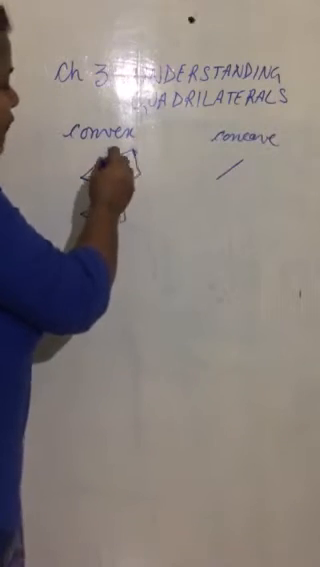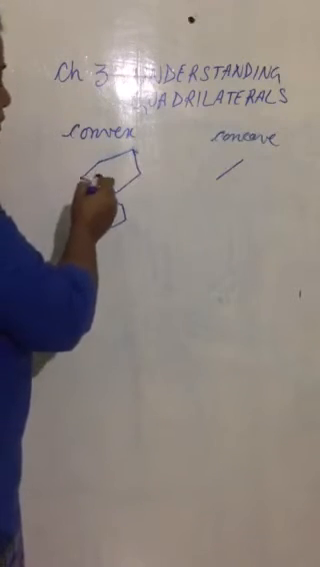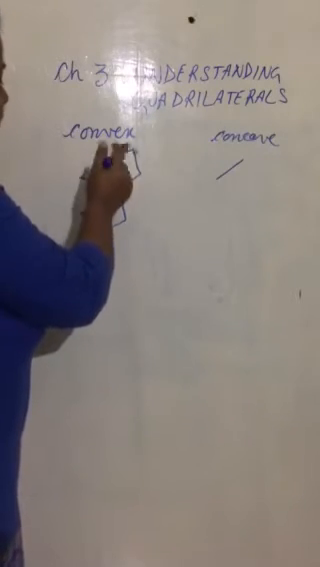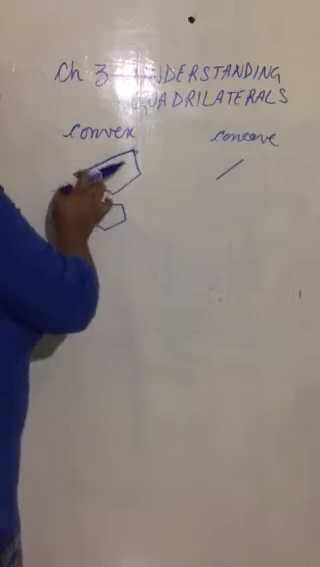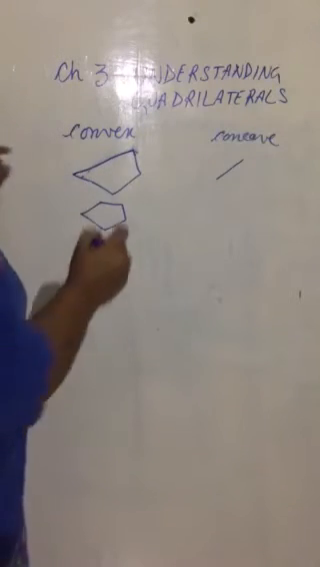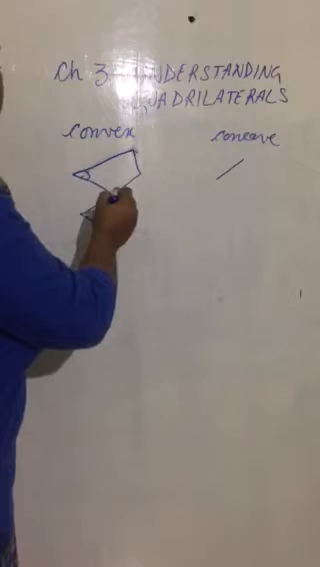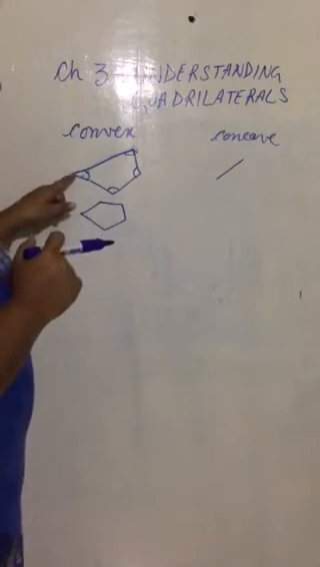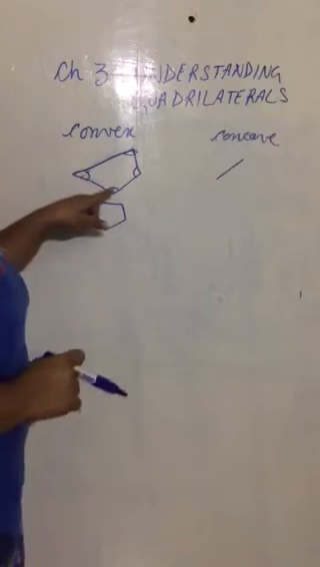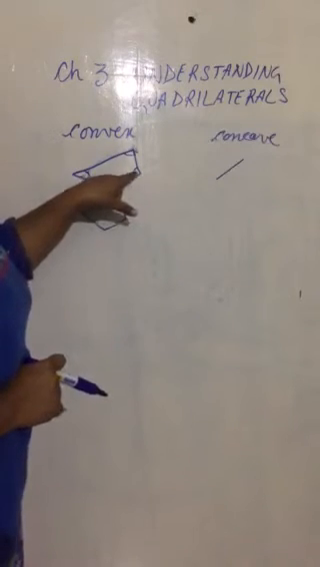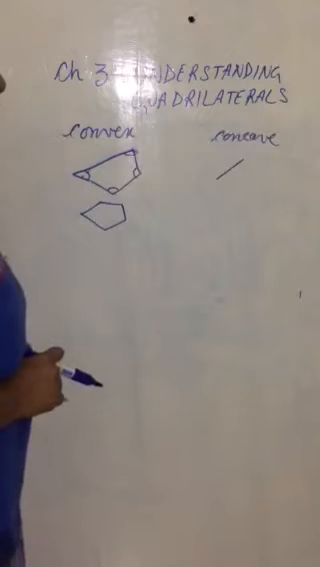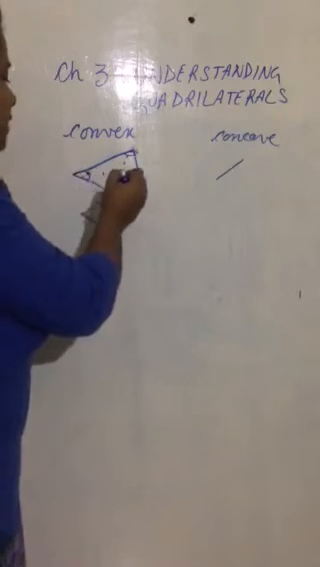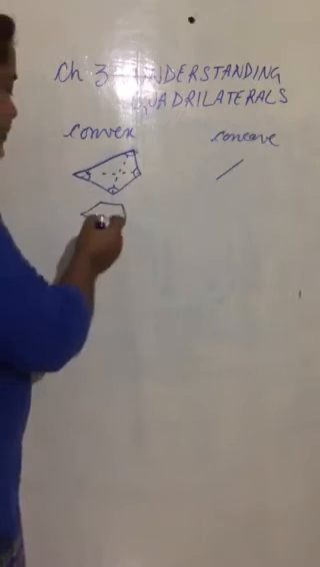Here if you observe, what do you observe? I have drawn 5 sides. Let me make it straight. Yes. So here, if you observe the angles, children, what do you observe? You see, all the angles, this angle is less than 180 degrees, this angle is less than 180, this is less than 180, this is less than 180. Do you agree? If I join the diagonals, they lie inside the polygon.